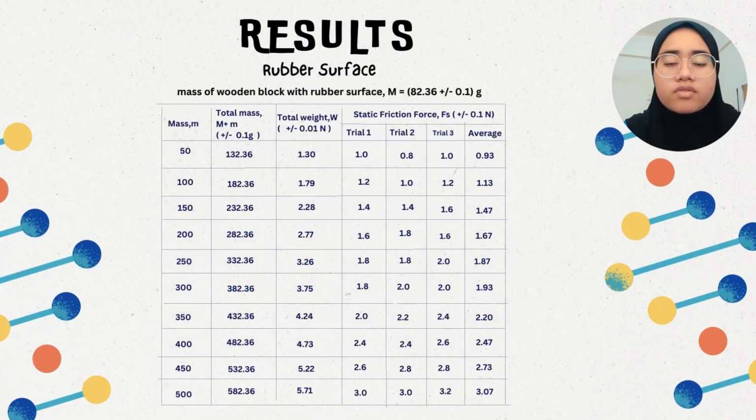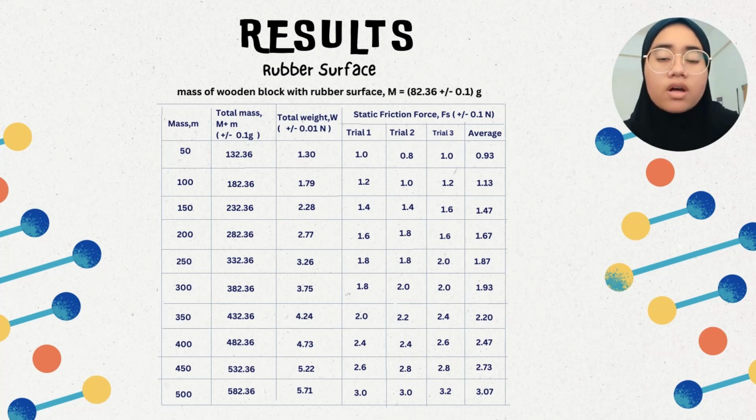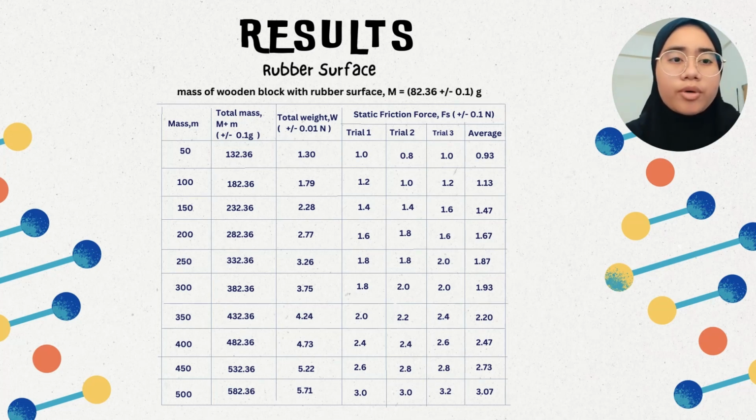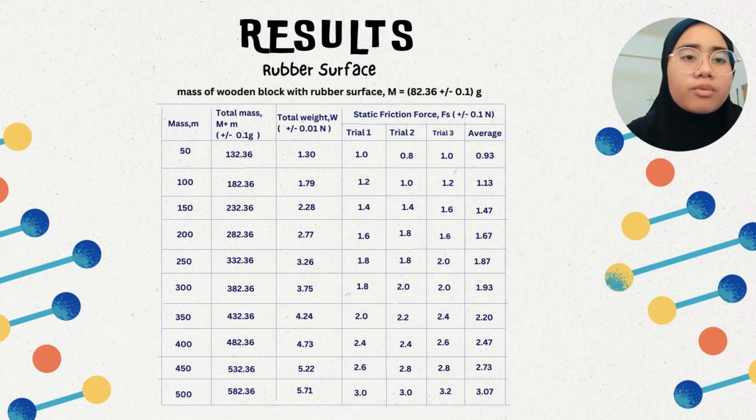This is the result for the rubber surface towards the floor. The mass of the wooden block with the rubber surface is 0.63. For the mass 50, for try 1, for the static friction force we got 1.0, then try 2 we got 0.8, try 3 we got 1.0, and then we add the 3 trials and divide by 3 to get the average, which is 0.93.